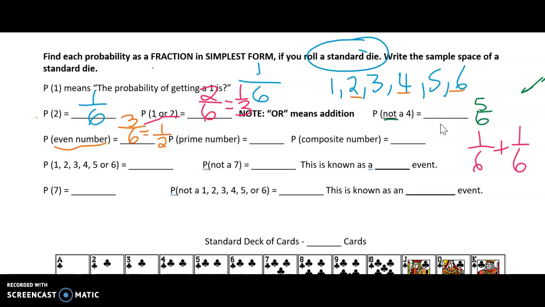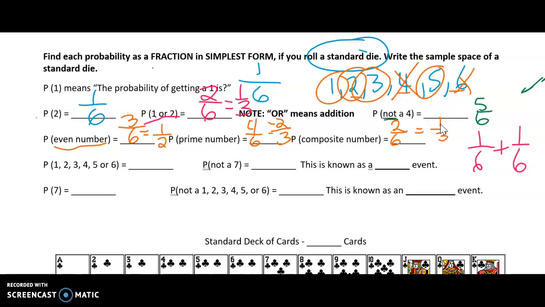Prime number. 1 is prime, 2 is prime, 3 is prime, 5 is prime. 4 out of 6, which is 2/3. Oops. Composite number. Well, all numbers are either prime or composite, so my composite numbers are my 4 and my 6, which is 2 out of 6, which is 1/3.